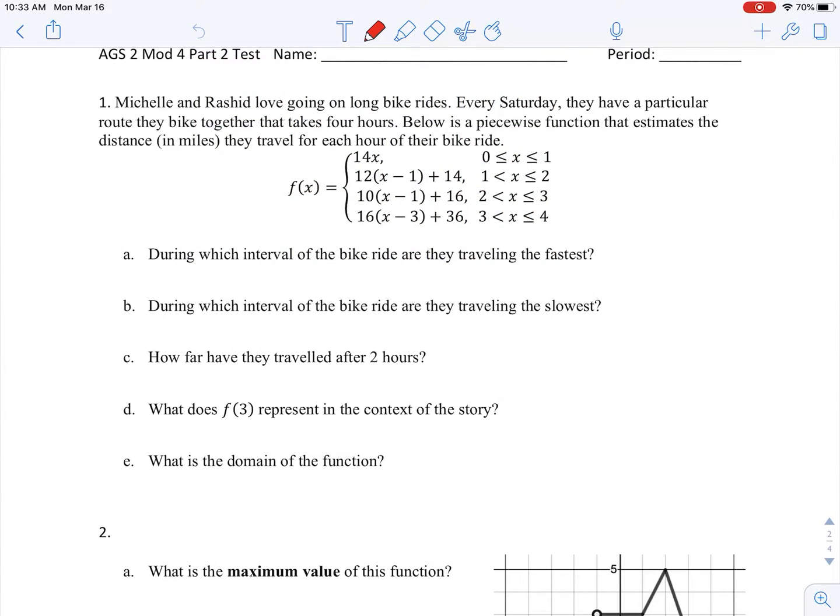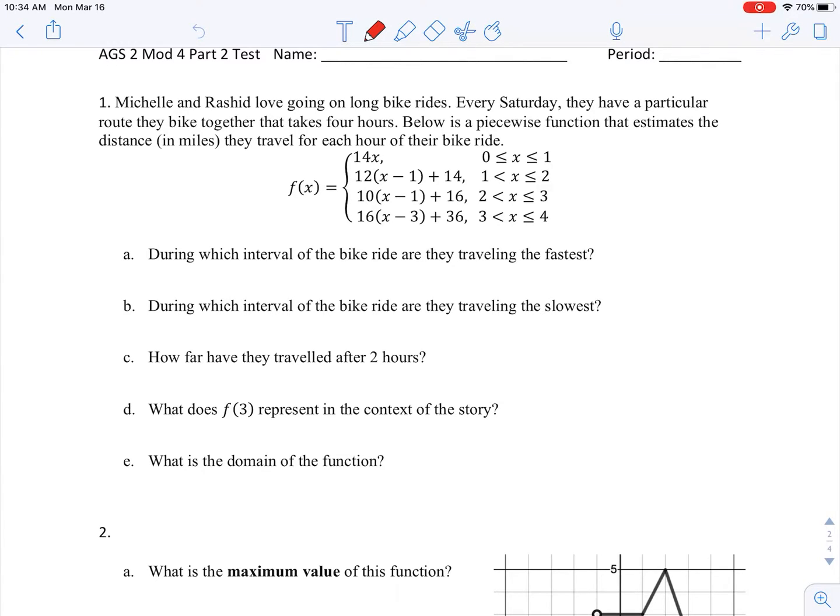Number 1, Michelle and Rashid love to go on long bike rides. Every Saturday they have a particular route they bike together that takes 4 hours. Below is a piecewise function that estimates distance in miles they travel for each hour on their bike ride. During which interval of the bike ride are they traveling the fastest?